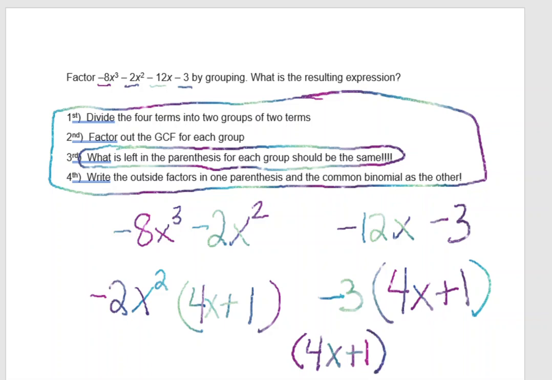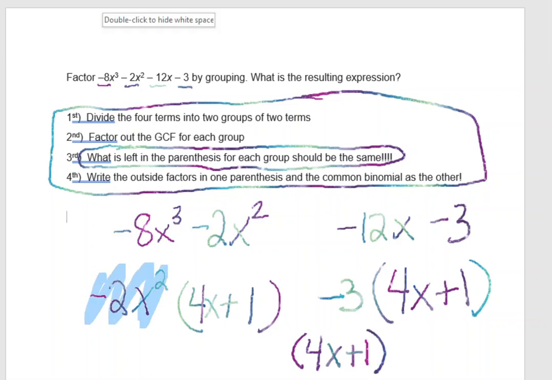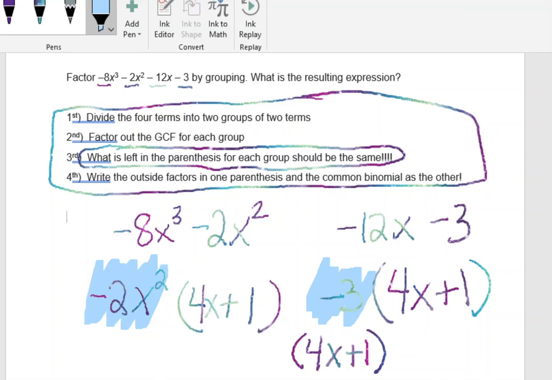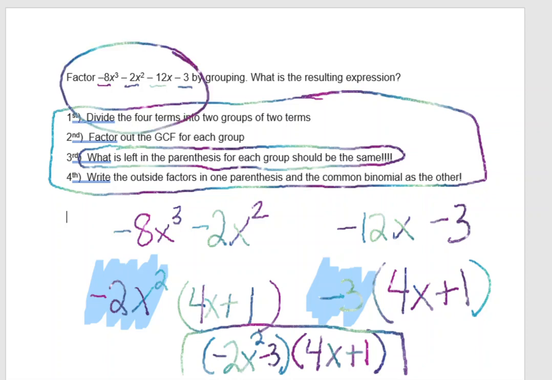So that means that is going to be one of the binomials in the answer. And the other binomial comes from the outside numbers. You're going to take those that you factored out, those GCFs, and you're going to put those together to make the other binomial in your final answer. So this would be our final answer, our factored form, and we did it by factor by grouping. If we were to multiply, we should be able to get back to our original polynomial.